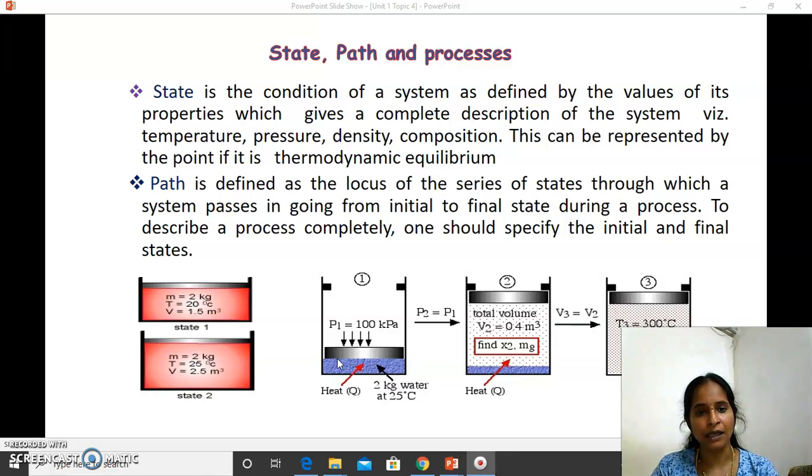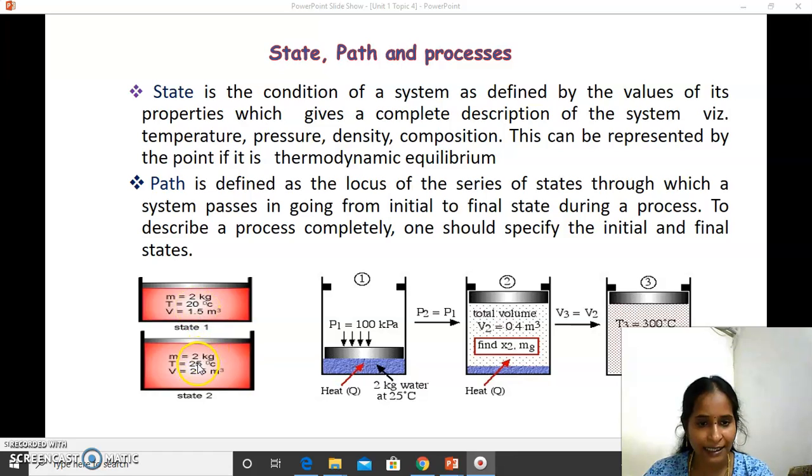Path means how that reaction had the effect on the properties. Okay, so the locus of a series of states means continuously how that state has been changed during that particular process. Okay, that was the importance of this path. If you want to describe a particular process completely, one should specify the initial and final state.